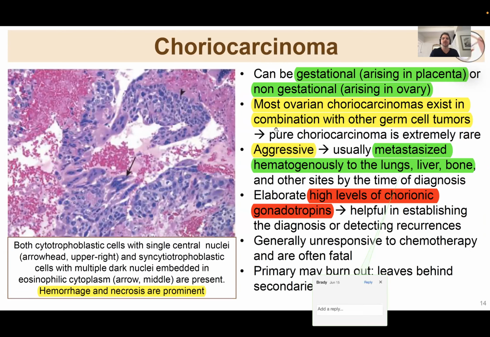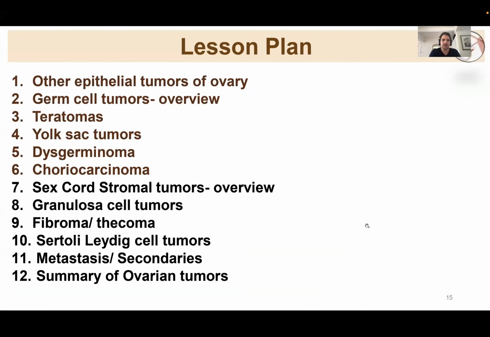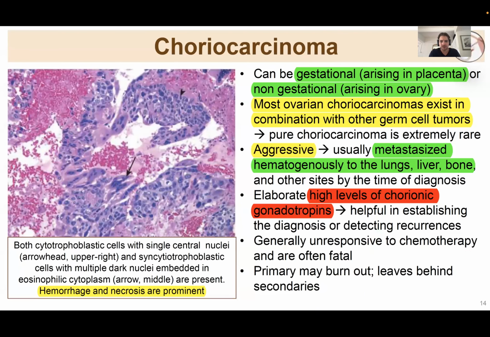Choriocarcinomas, just like in men, you would expect to see an elevated beta-HCG. Okay, chorionic gonadotropins are going to be elevated there. Where does it say? I don't know that it says it directly, but you are looking for elevated beta-HCG for this.